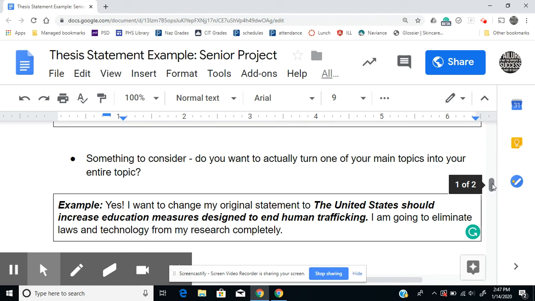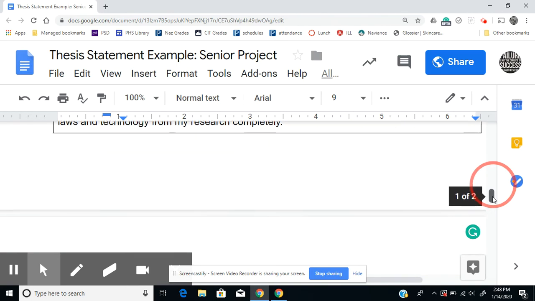So I redid my claim and I turned it into the United States should increase education measures designed to end human trafficking. I'm going to eliminate laws and technology from my research completely. While they're valid and useful topics and really interesting, I'm not going to worry about them in my research. So when I find articles, I'm going to know that I don't need them. And so focusing my research actually helped me, knowing where I want to focus and where I don't, and it will have me less bombarded by articles. So consider that and make the changes if you need.